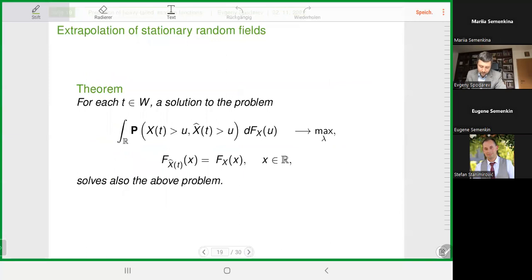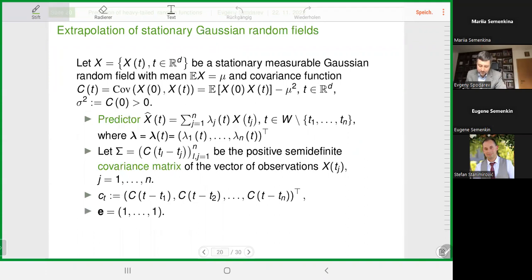And as I said, by Fubini theorem, you can reduce it to the solution of this one. So we do not integrate over T anymore. So T is fixed, so we have no observation window. This is for each T. And for Gaussian random processes and fields, this is a very tractable and easy to solve problem. So now we assume X to be a stationary measurable Gaussian random field with a certain expectation mu, which we assume to be unknown, and with the covariance function C given this way. So sigma squared is the variance, which is assumed to be positive. So our field is not trivial.